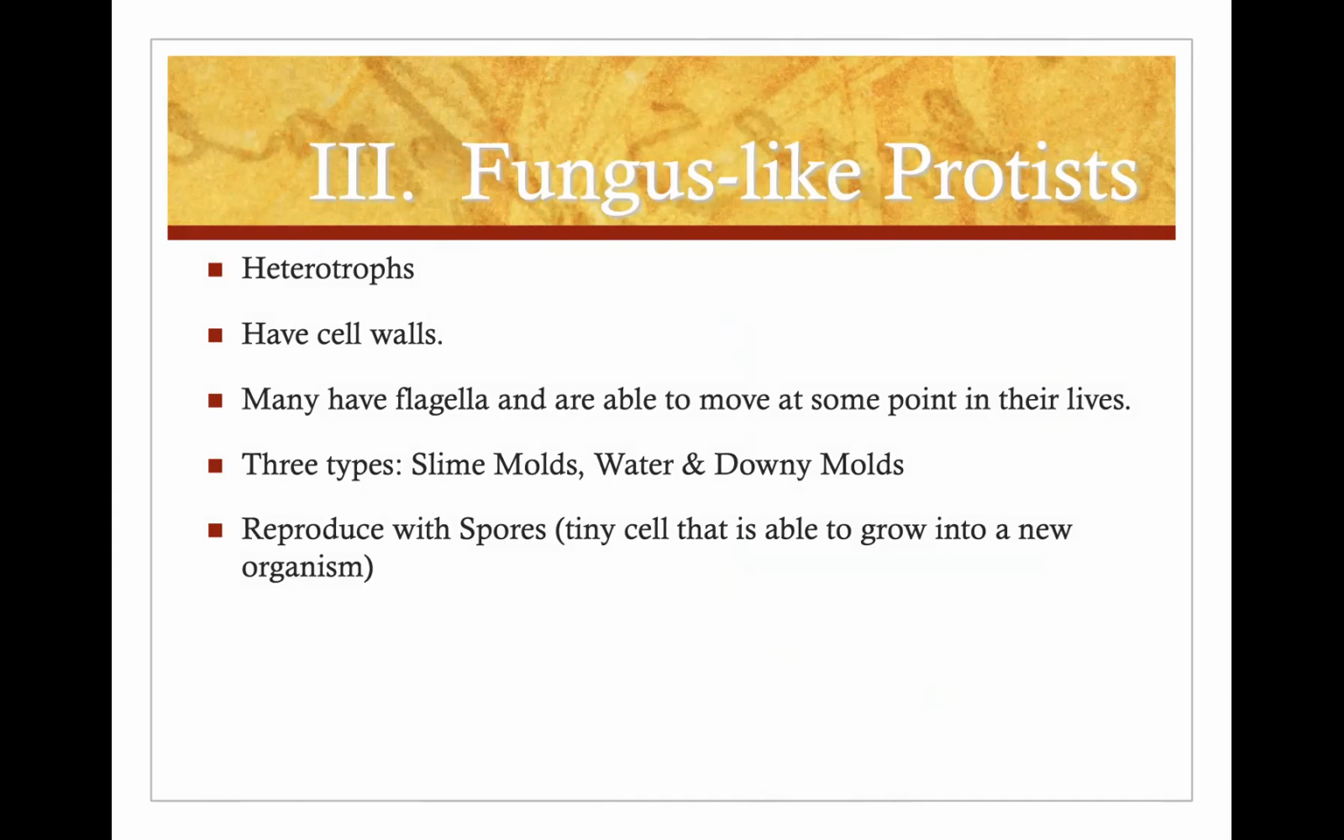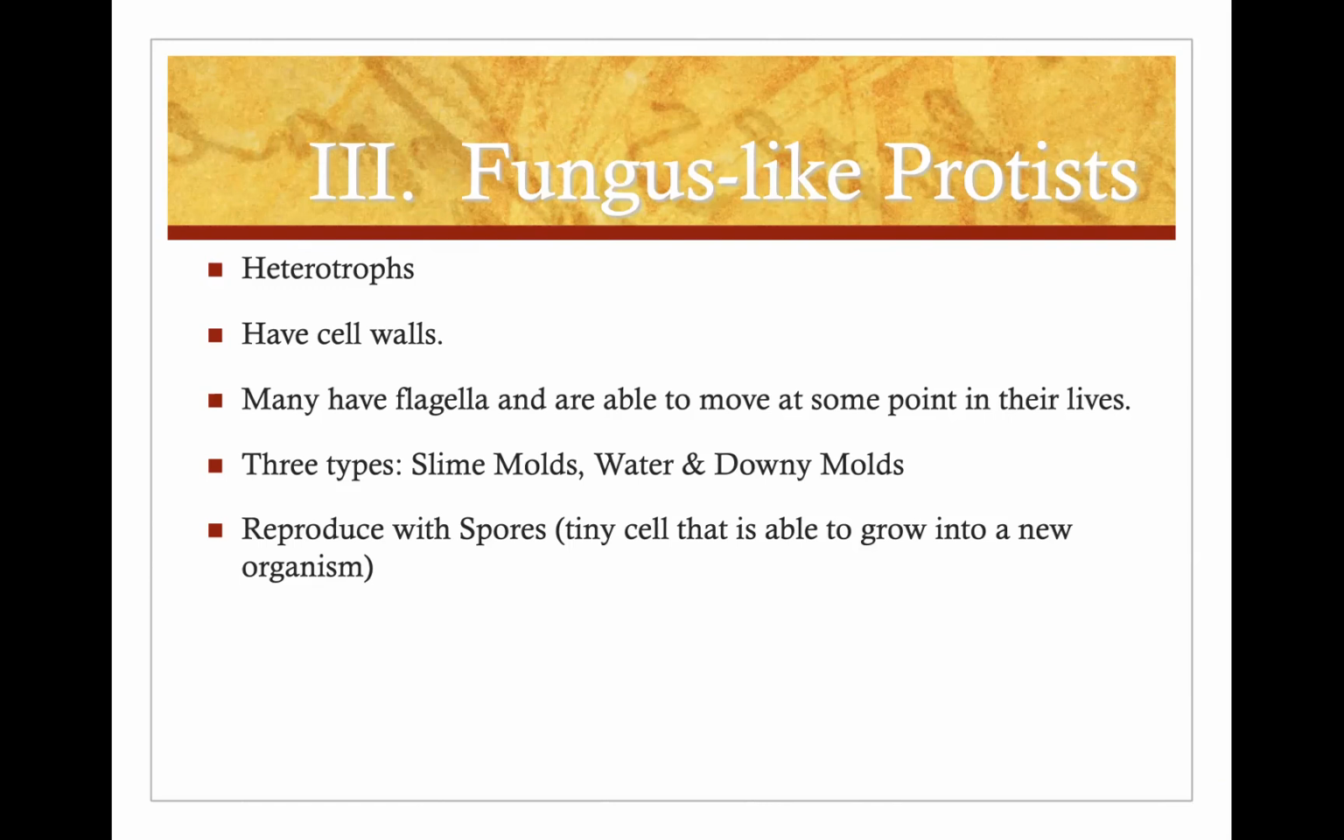Let's take a look here at our fungus-like protists. These are going to be heterotrophs. They have some type of external absorption for nutrition. They do have cell walls. Many have flagella and are able to move at some point in their lives. There are three different types of fungus-like protists: slime molds, water molds, and downy mildews. They reproduce by producing spores. These are tiny cells that are able to grow into new organisms.